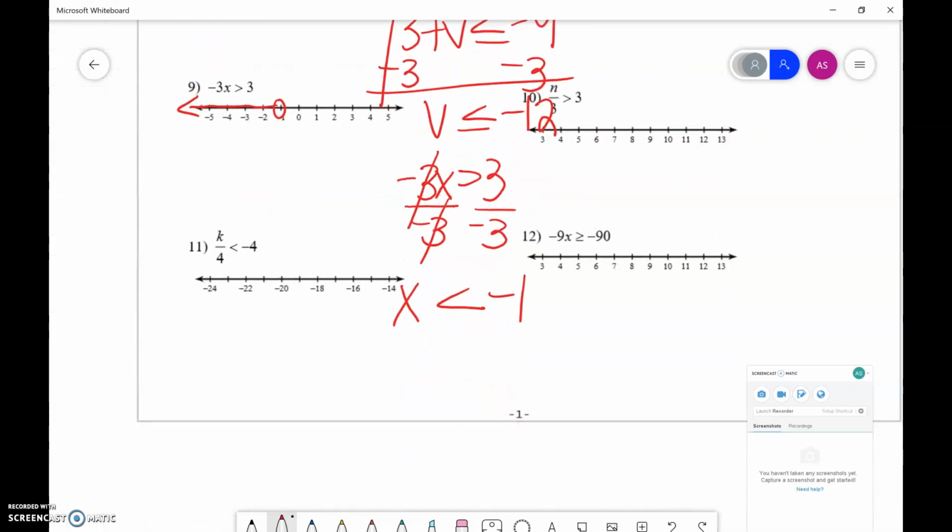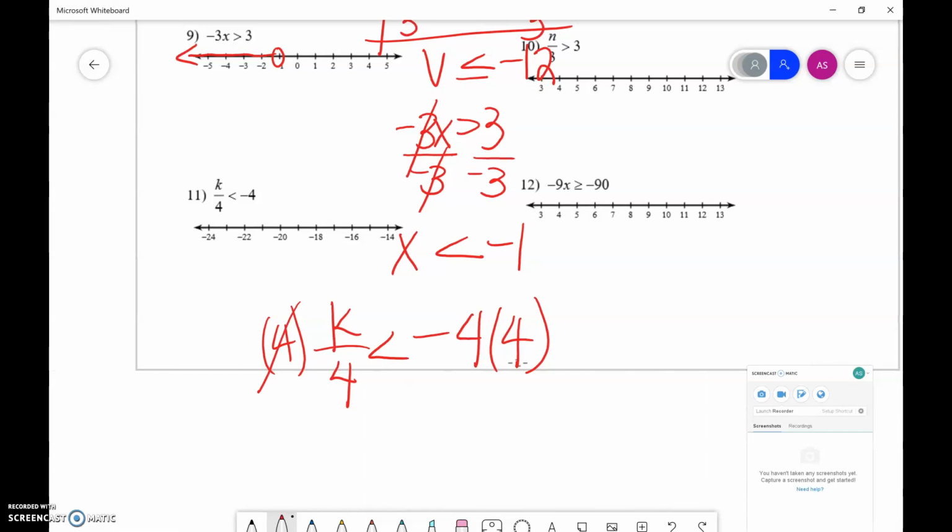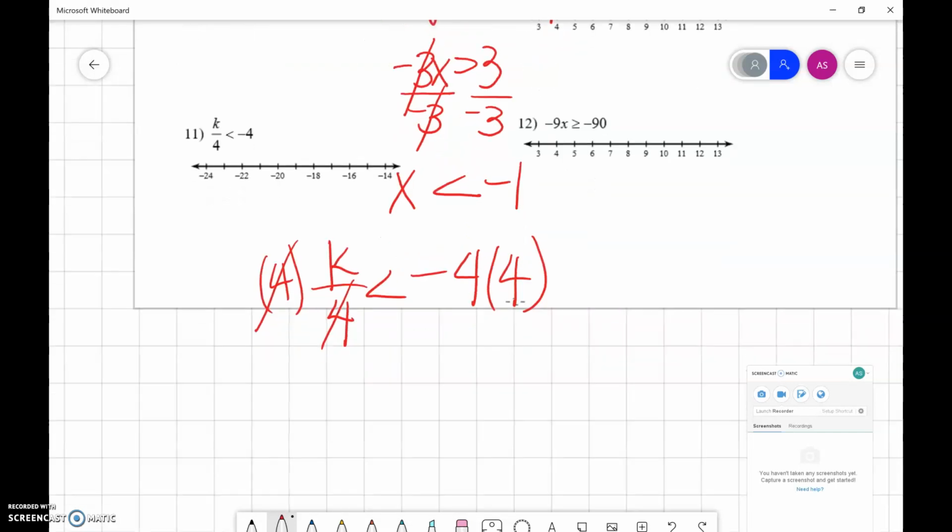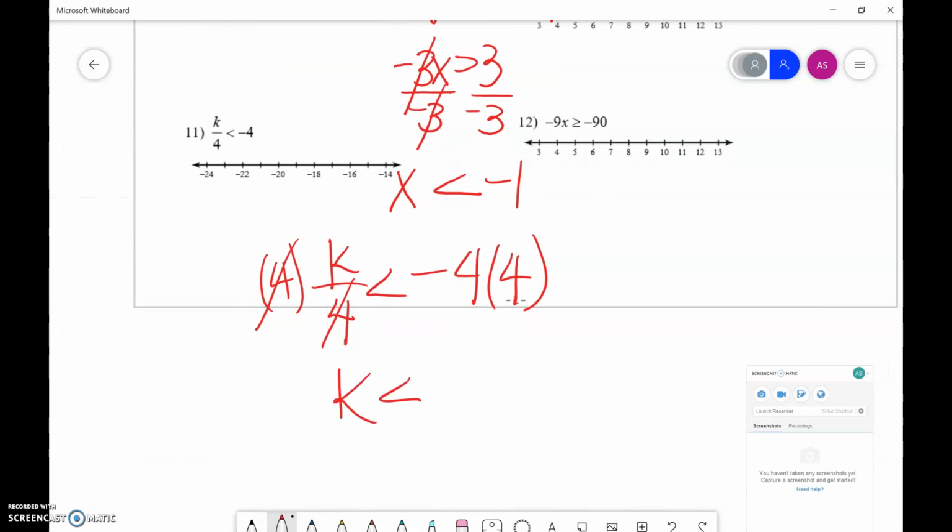All right, in our last odd problem, we have k over 4 is less than negative 4. It's a fraction, so it's division. So I'm going to multiply both sides by 4. I am multiplying by a positive number, so I do not need to switch any signs here. So I'm going to have k is less than negative 16. Okay, so I'm going to put an open dot on negative 16, and it's going to be going to the left to represent my numbers that are less than negative 16.